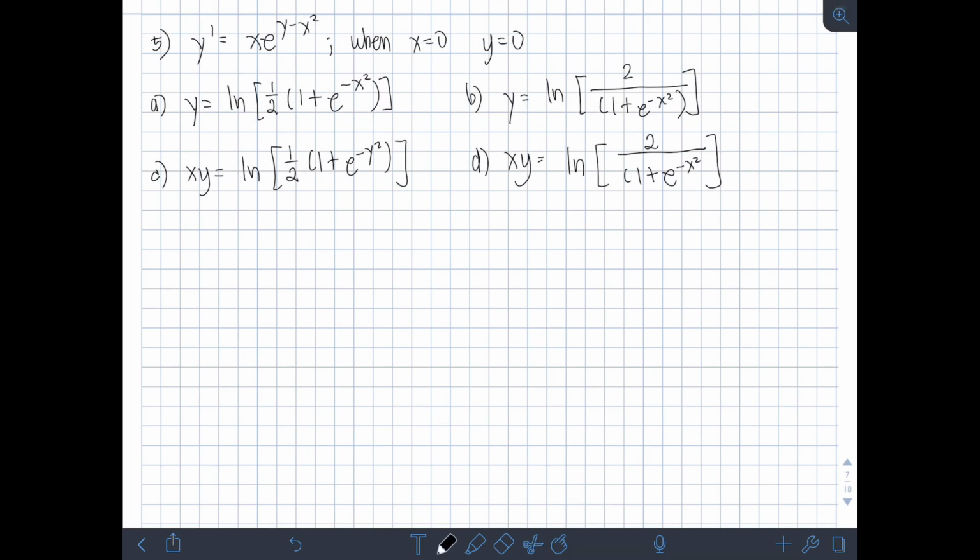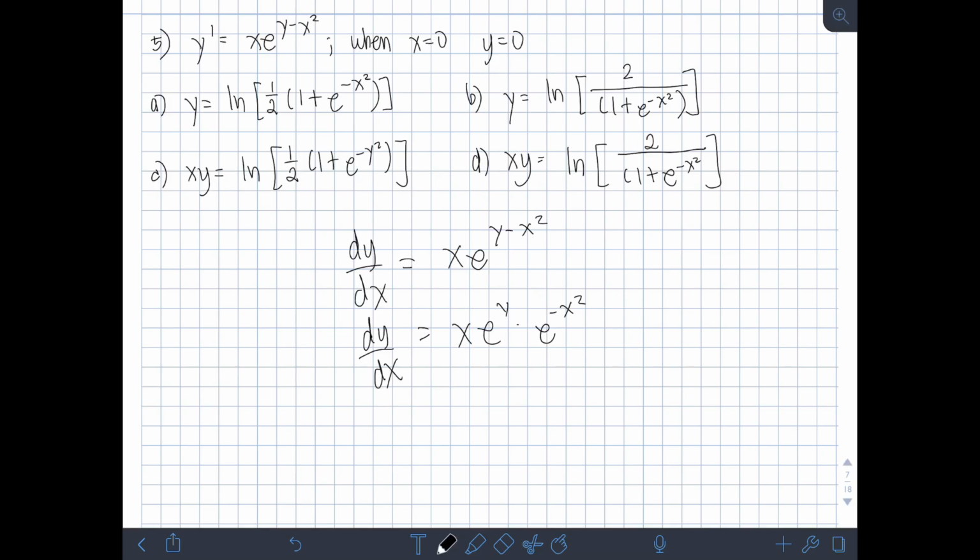Okay? Next, we have y prime is equal to x e raised to y minus x squared when x is equal to 0, y is equal to 0. Okay, so sa example na to, meron tayong particular solution. So, rewrite ko muna yung y prime as dy over dx equals x e raised to y minus x squared. Okay, so mapapansin nyo, pwede natin itong gawing separable. Kasi itong x e raised to y minus x squared, pwede natin yung paghiwalayan as e raised to y times e raised to negative x squared.